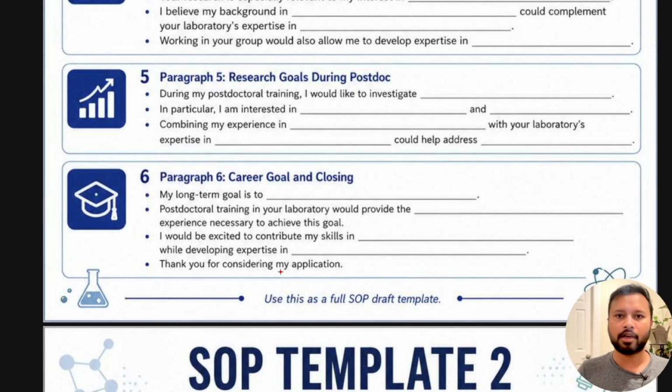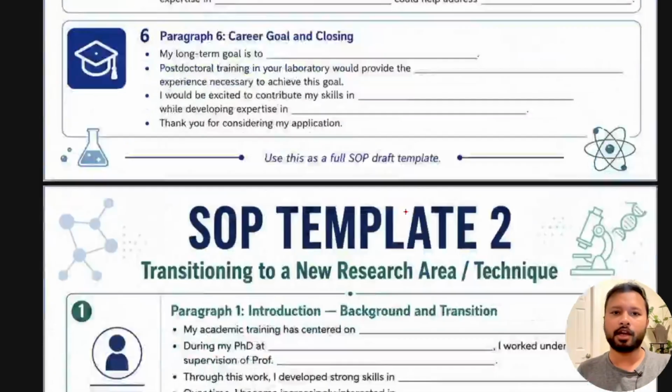So this is how a proper SOP could be written. Now I have made it point-wise. When you write it down in paragraphs, you will see that it becomes short paragraphs. So six short paragraphs, generally a page or so. Okay, I also have one more template.